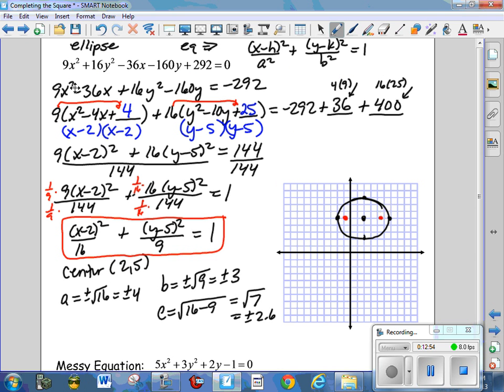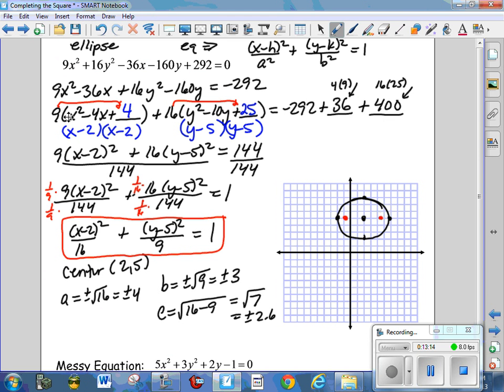Then you need to factor out the 9 from the x squared terms. I'll actually group the x squareds, y squareds, make sure to subtract, so it's negative 292 on the right-hand side. Factor out a 9, so you should have x squared minus 4x. Factor out a 16, so you should have y squared minus 10y.